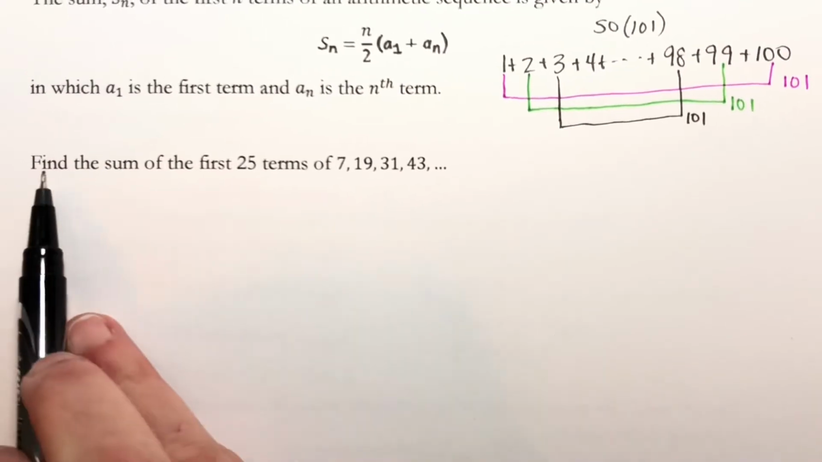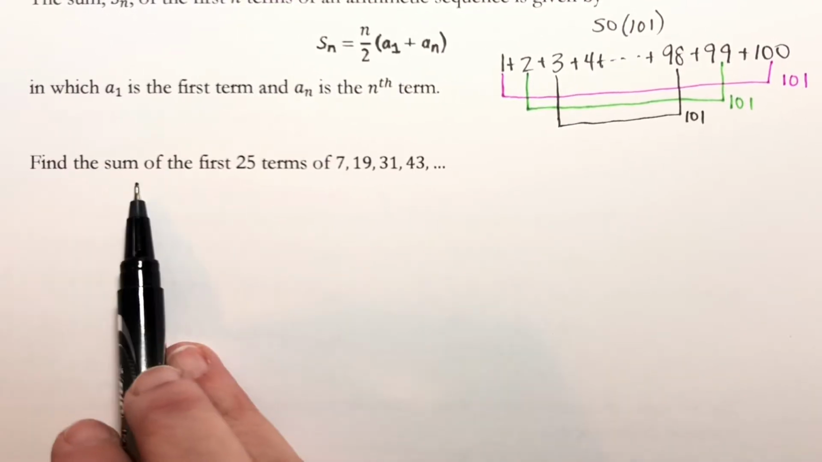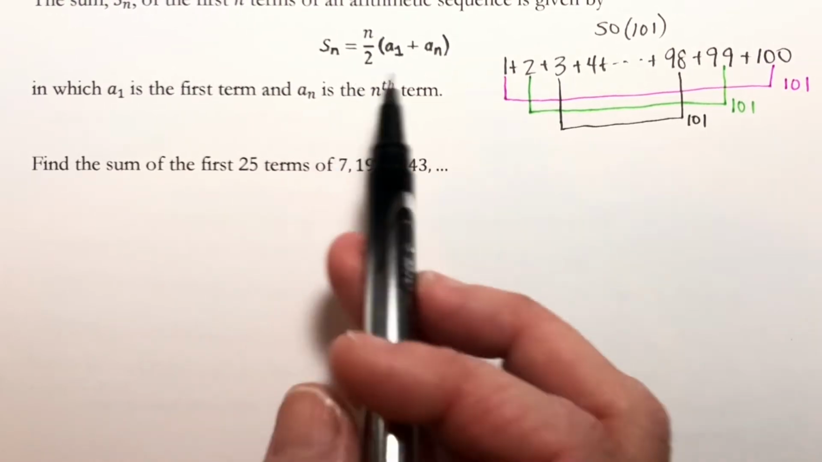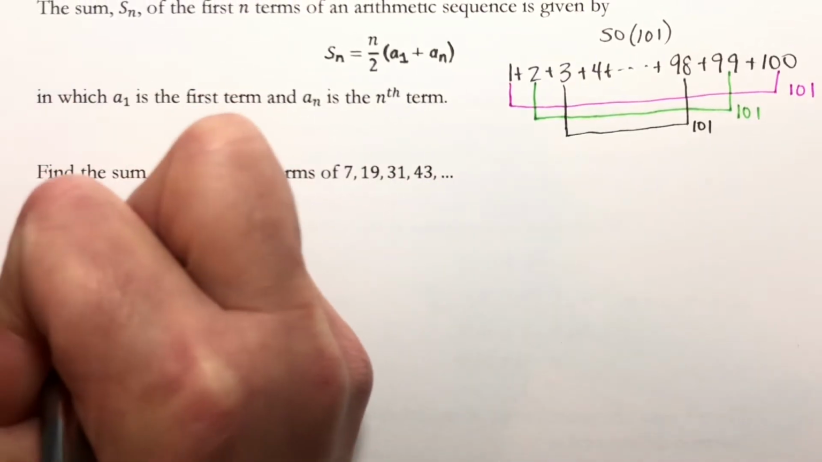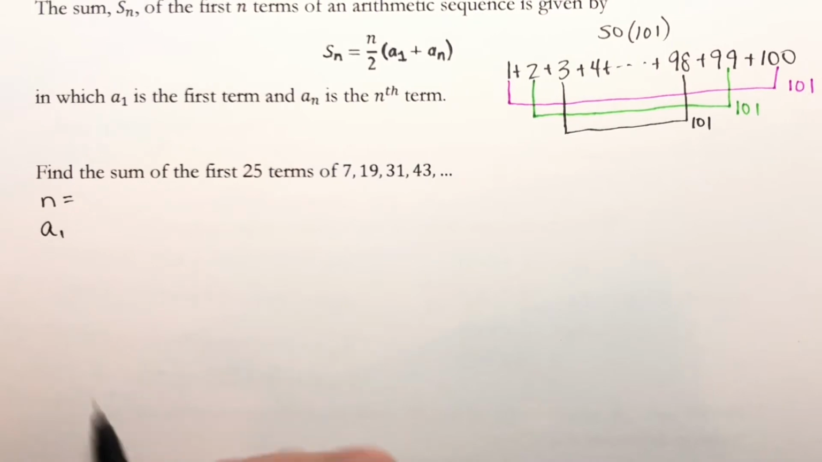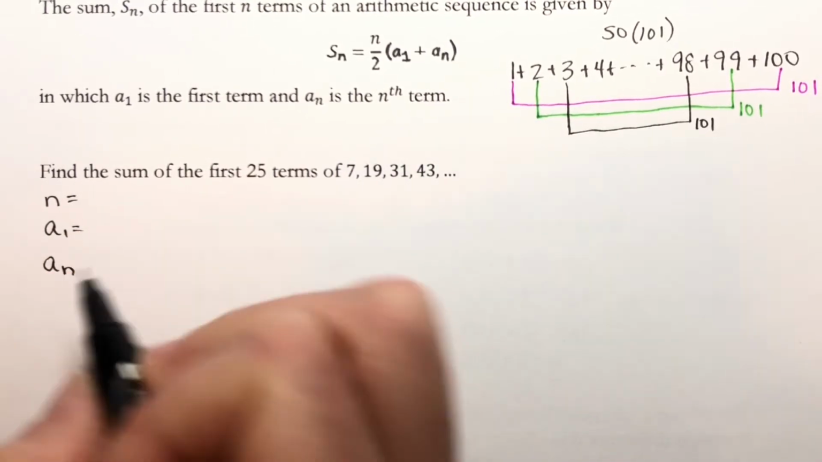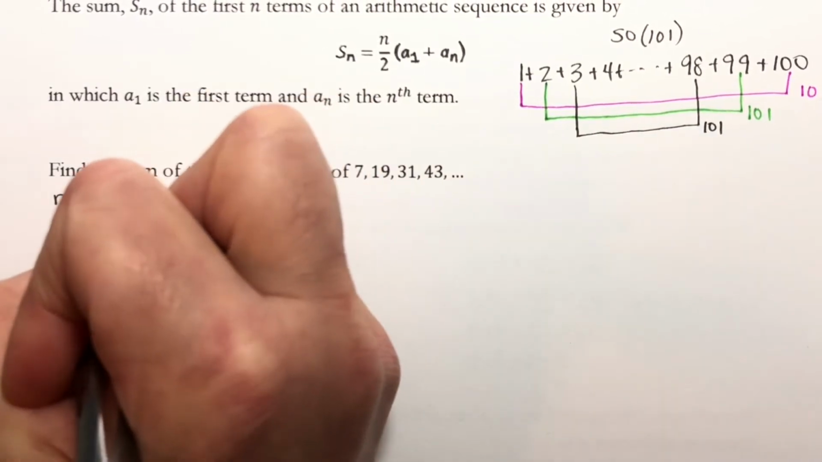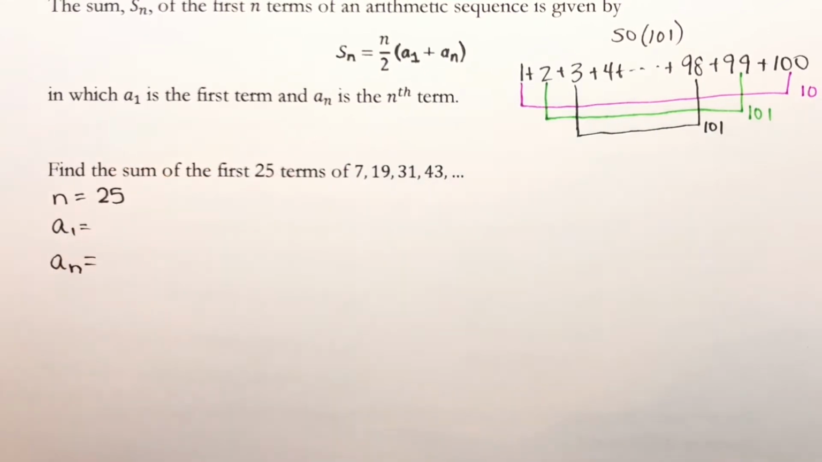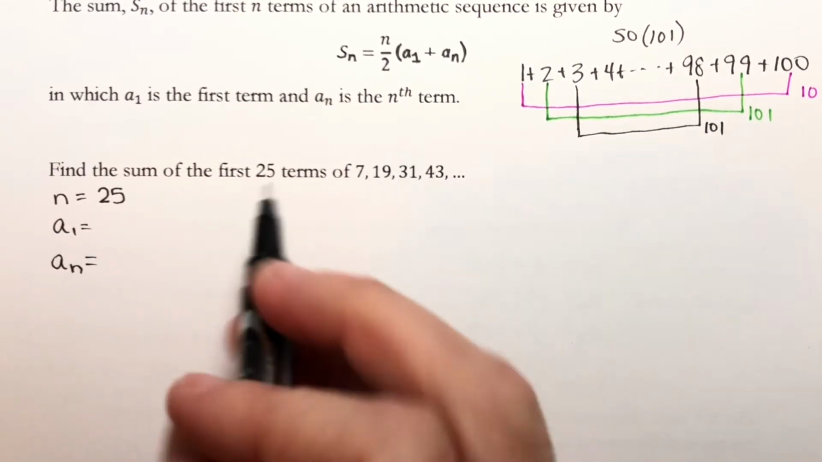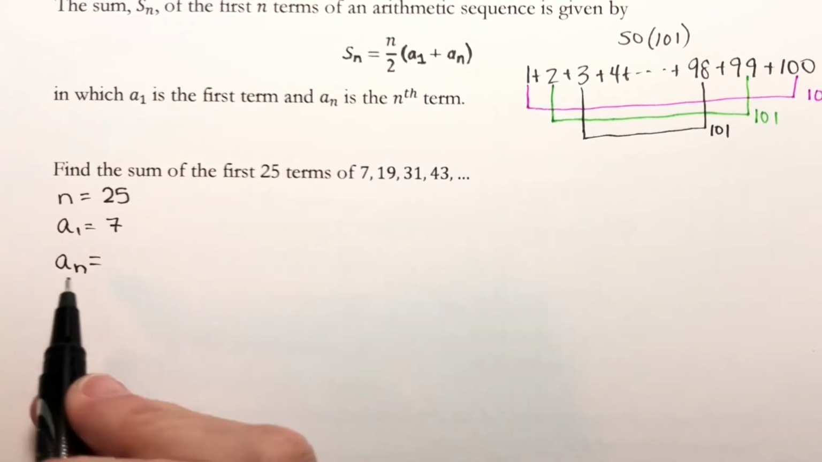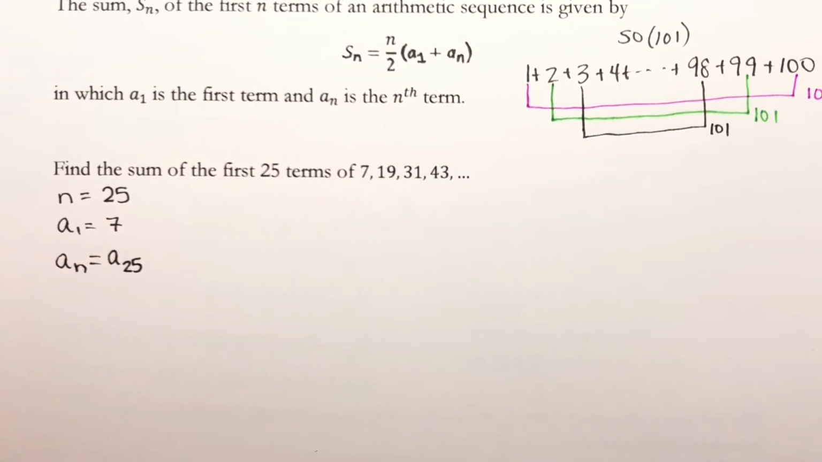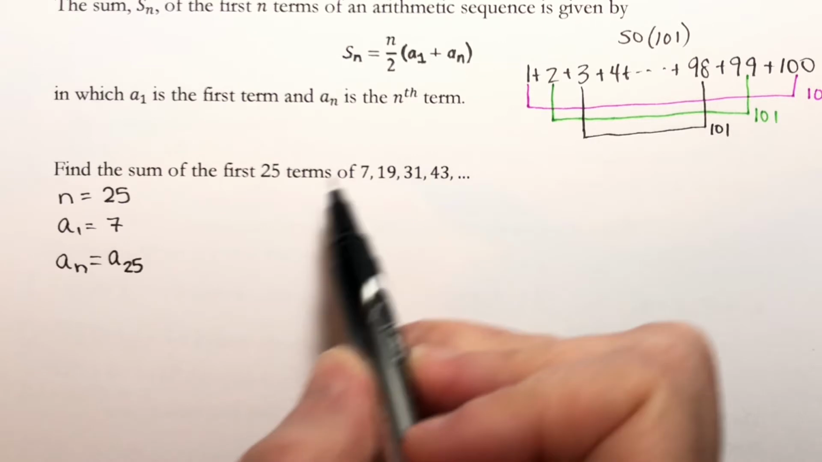All right. So the first thing we need to do here is find the sum of the first 25 terms of this sequence. Now to use this formula, I need n, I need a1, and I need a sub n. Now n, we're supposed to add the first 25 terms, so our n value is 25. My a1 is the first term, which is 7. Now I need a sub n, which is a sub 25. Now I don't have this. This means I need to find the 25th term of this sequence.